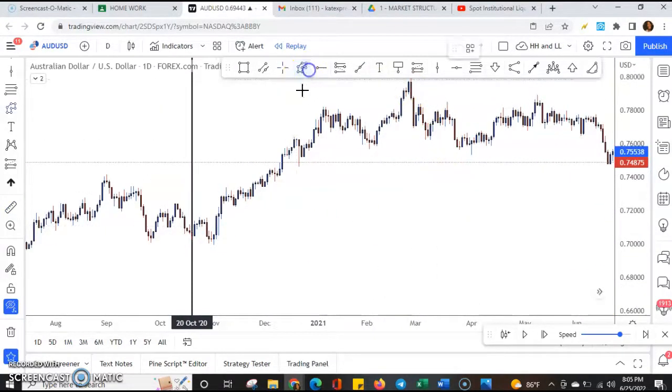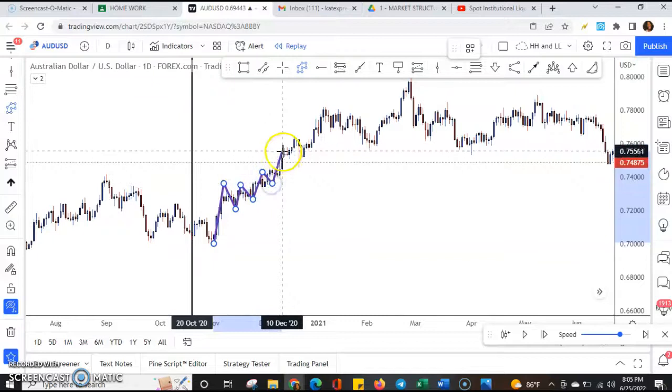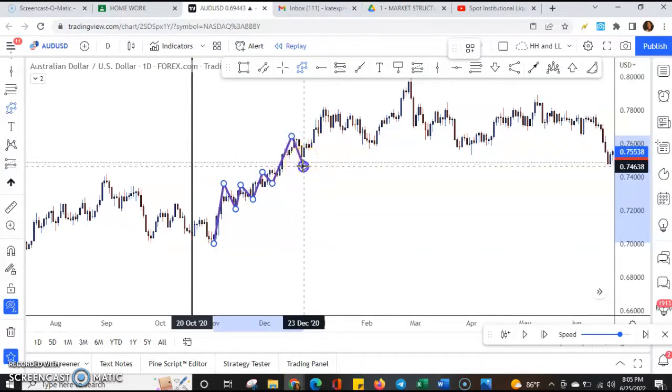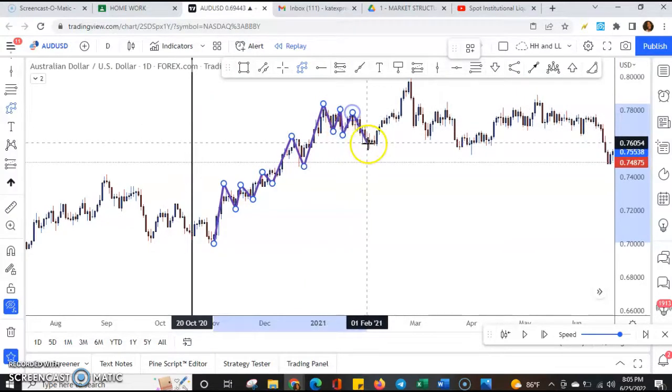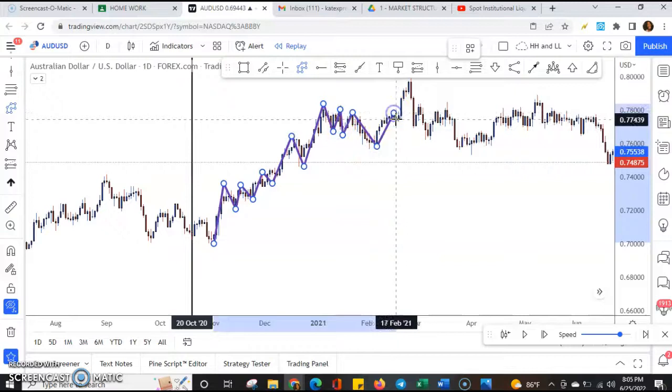I'm going to take my poly line, and I'm going to start from the bottom as my starting point, and I'm going to go ahead and just literally trace the market up. Trace the market up. Now, the reason why I'm tracing everything at this point, because I do want to show you what the market looks like between these high points, okay?